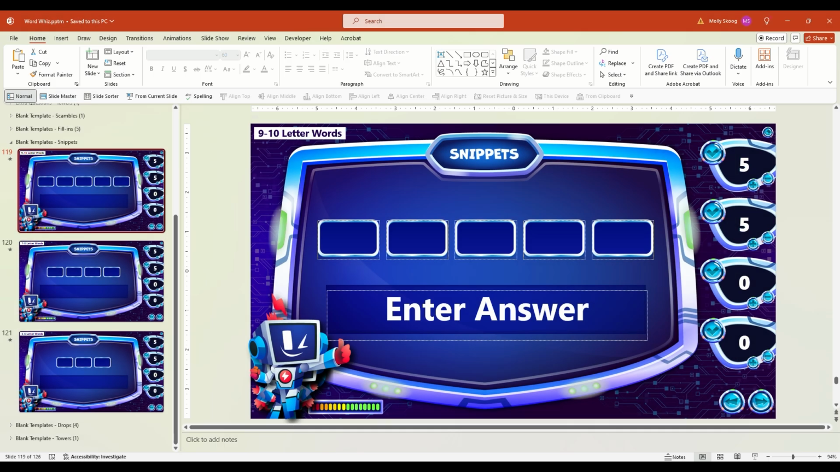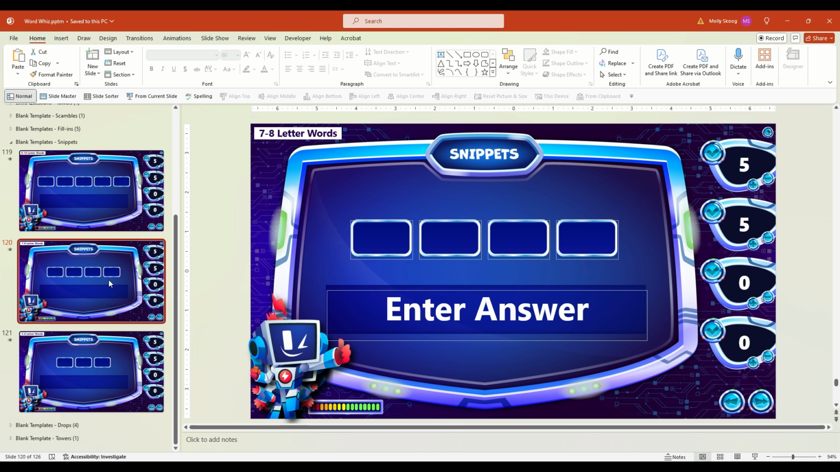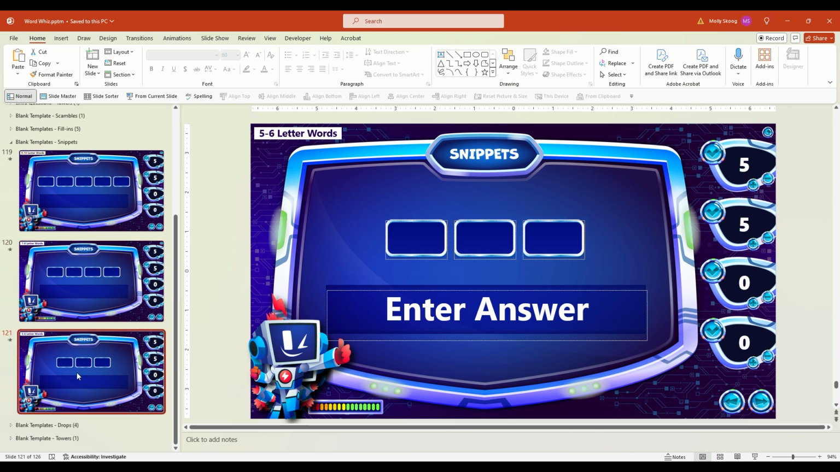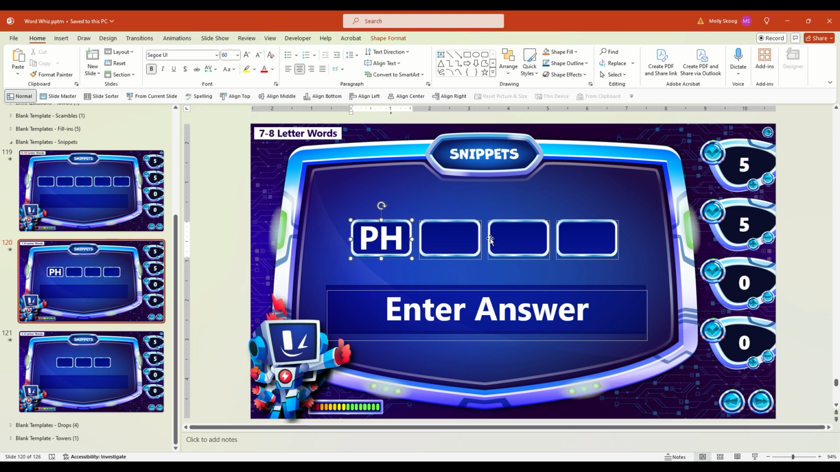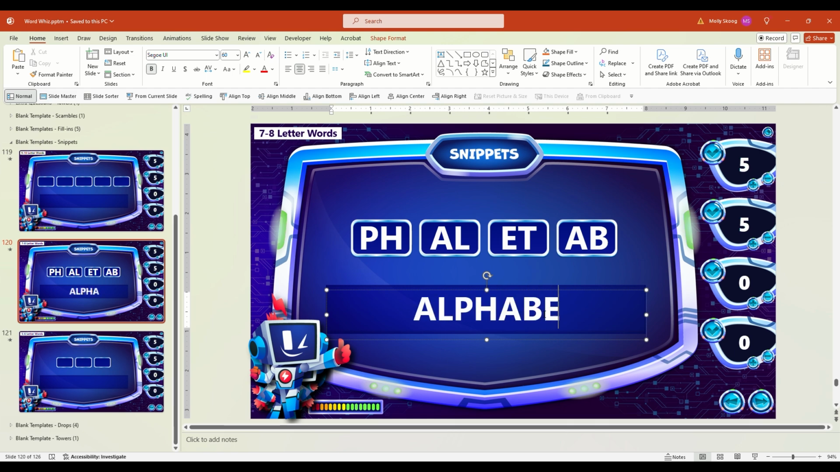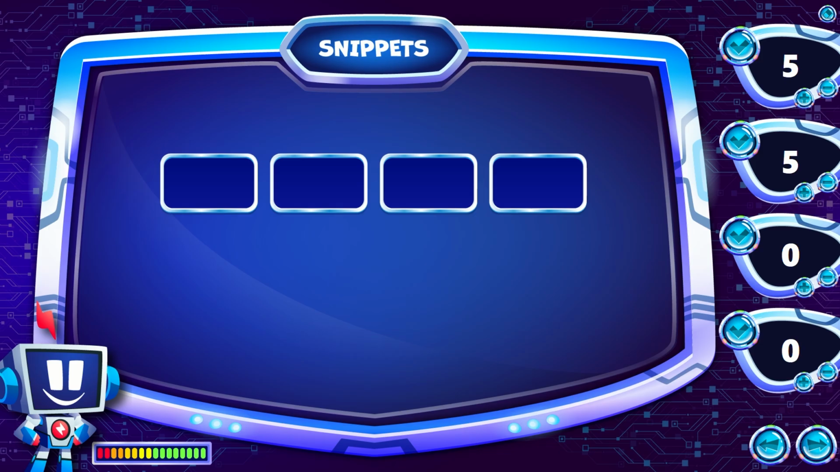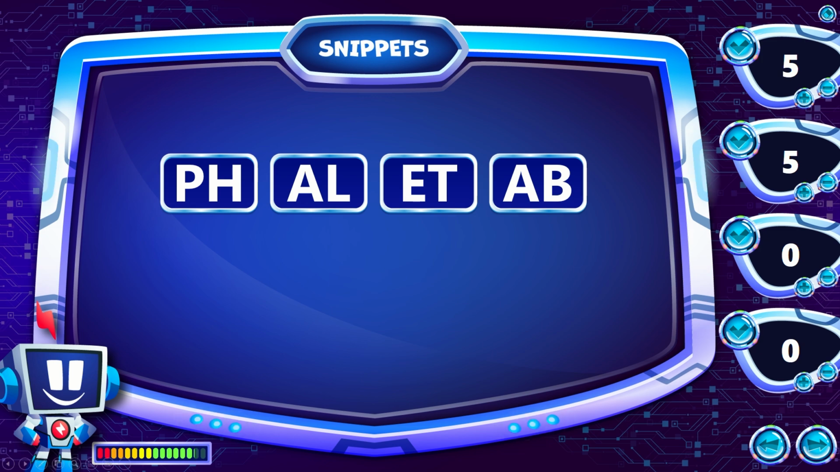For round 3, there are 3 templates, one for 9 or 10-letter words, one for 7 or 8-letter words, and one for 5 or 6-letter words. To update the template, type 1 or 2 letters in each text box. If we play the slideshow, the new snippets will show up as well as the answer I entered.